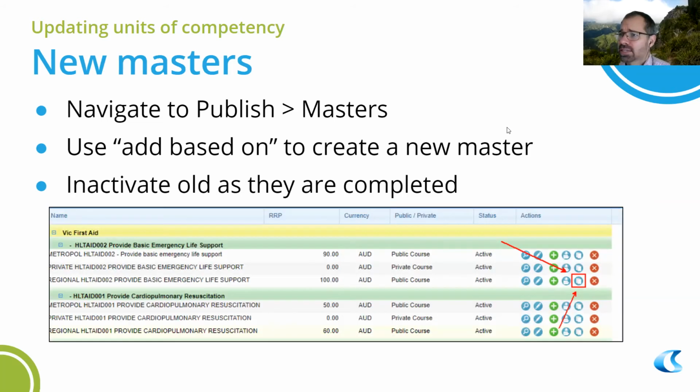Okay, and then you've got to create new masters. So you've got to navigate to publish masters, and then you use add based on to create a new master. And you can inactivate the old as they're completed. And just keep in mind, you do have to keep them activated if you need to report on them. Okay, so don't inactivate them and then not reactivate them for your 2021 reporting, because you will need them for that. And that's just showing you the button to push, which is the add based on, just that little sort of 2 bits of paper there.